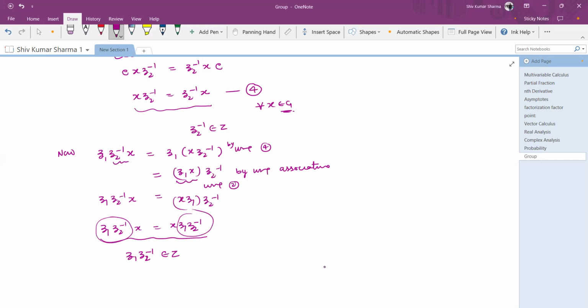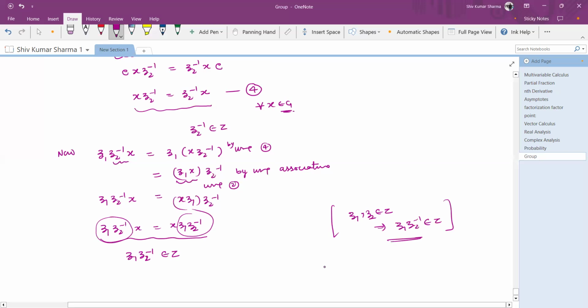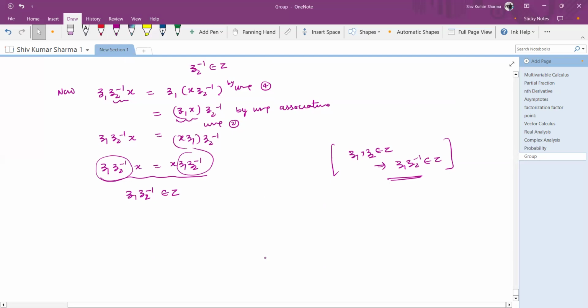So by the general property, if z1 and z2 belong to Z, which implies z1 into z2 inverse belongs to Z. So this is the test for a subgroup. So here z1 into z2 inverse belongs to Z, so we can say that Z is a subgroup of G.